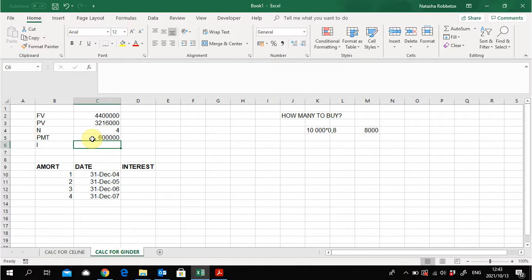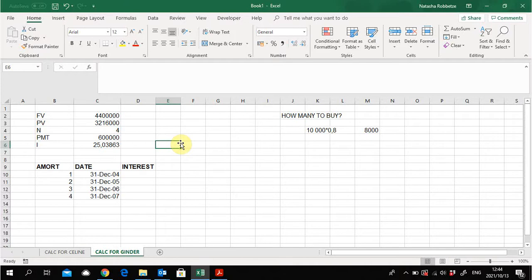So I'm typing it into my calculator: 4.4 million as a future value, then negative 231,600, my present value, at a period of 4 years at a payment of 600,000 Rand a pop. Compute the I, and I get an interest rate of 25.03863 and so on. Again, there are no proper rounding instructions, so the rounding instructions need to be given more properly in an exam situation.